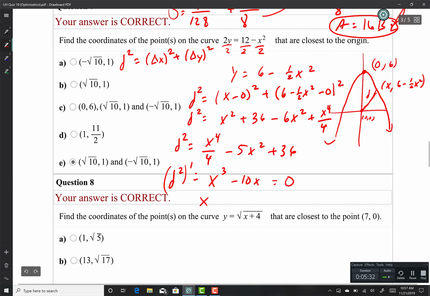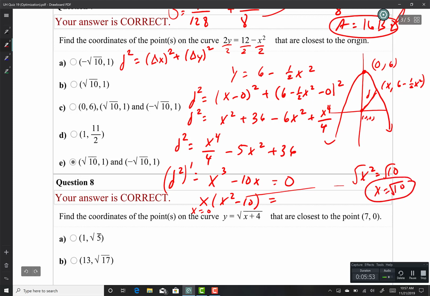So I'm going to factor out an x. So I have x squared minus 10. And so obviously x equals 0 is one answer, but that's not on the curve, so I want points on the curve. But these points are, so x squared equals 10, so x equals square root of 10. So that's my x value. You can also say x equals negative square root of 10. So plus minus.